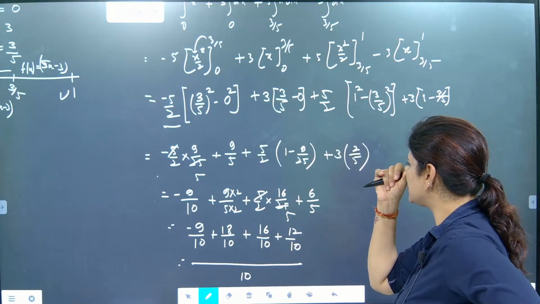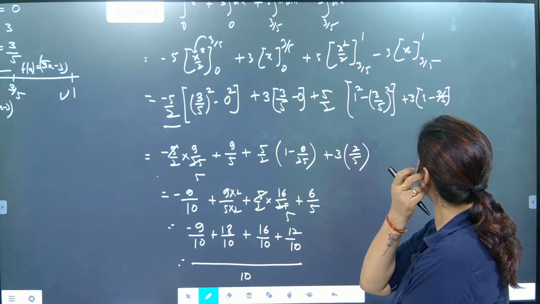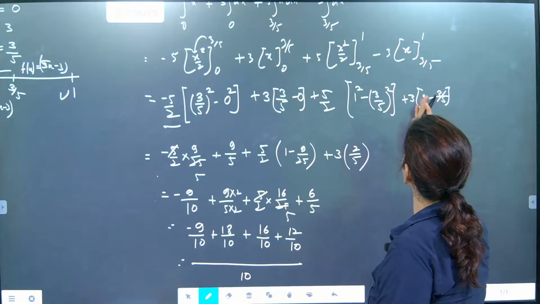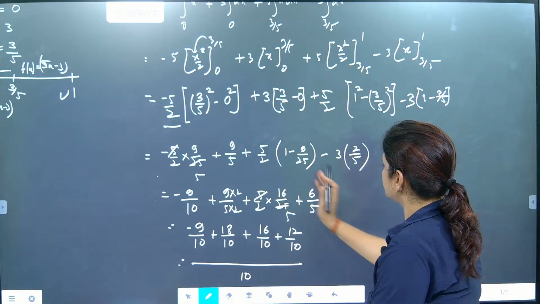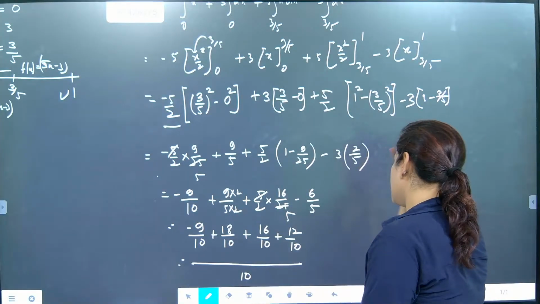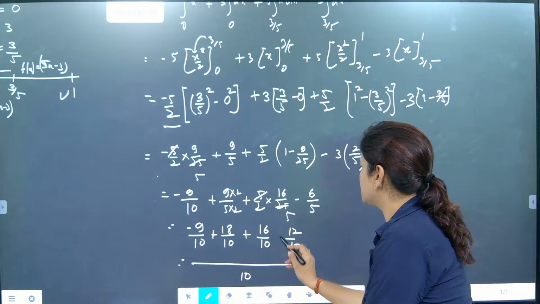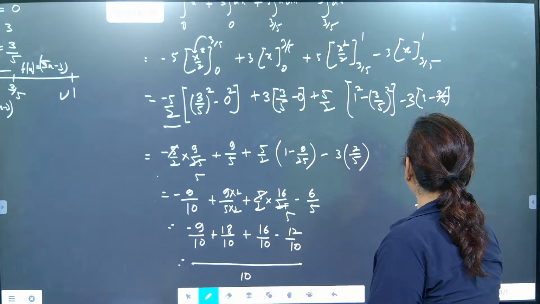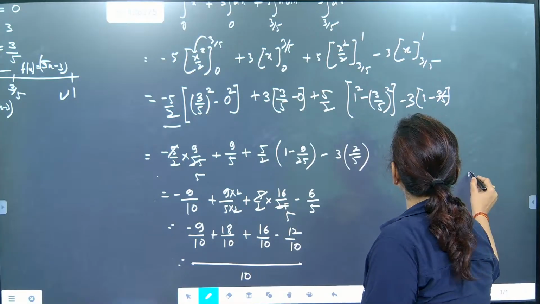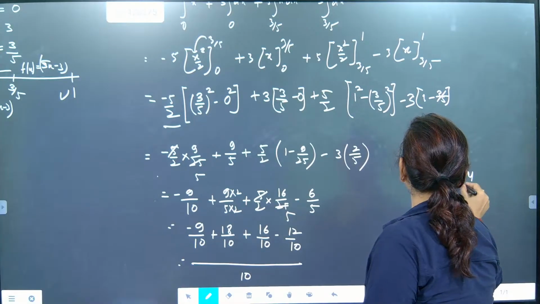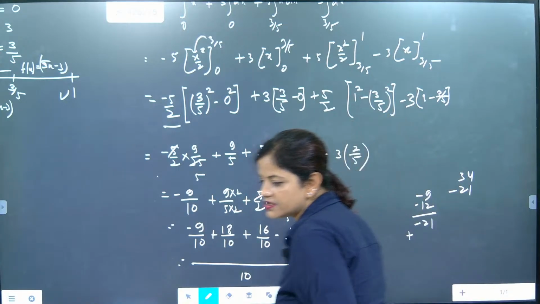Only this place is minus, the rest of it is plus. Okay, here it is minus. So here it is coming as minus 12. So minus 9 minus 12 will come minus 21, and plus 6, 6, 12, 13, 14, 1, 2, 3, 34 and 21. It is coming as 13 by 10. The answer is 13 by 10.